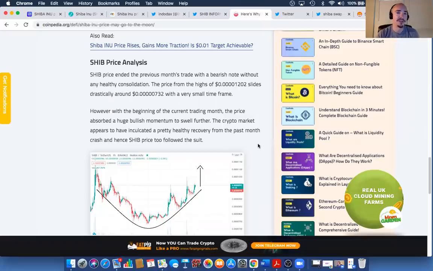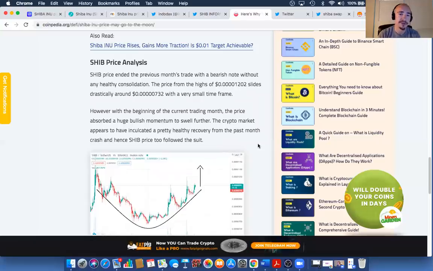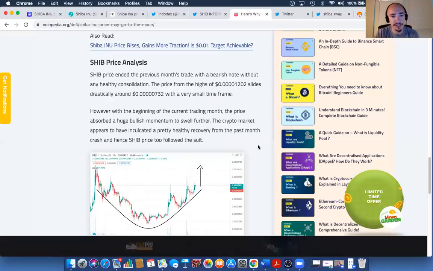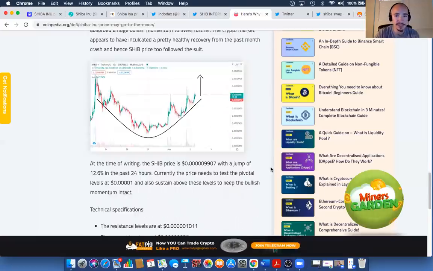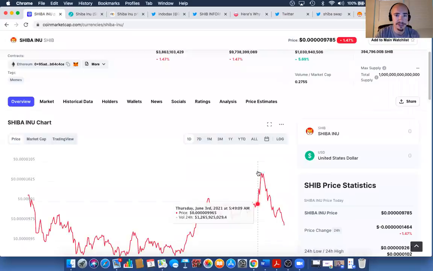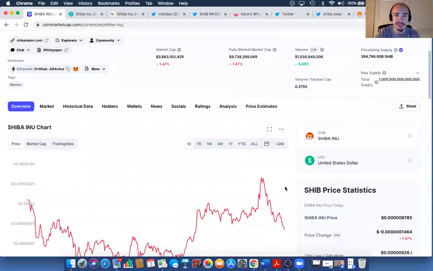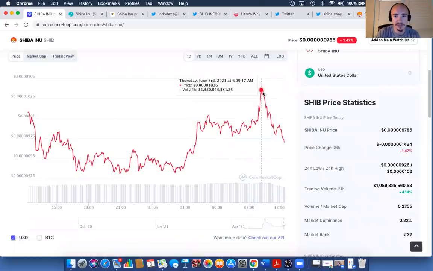So SHIB price ended the month's trade with a bearish note without any healthy consolidation. The price from the highs of 1202 slid drastically to around 0732. Now, that was a very small time frame. A lot of things crashed during that time. This happened at the beginning of the current trading month. The price absorbed a huge bullish momentum to swell further later in the month here in May. The crypto market appears to have had a pretty healthy recovery from the past month. Of course, we saw Bitcoin make that big recovery, Shiba Inu as well. So at the time here, this is right around where it is right now at that 9.9 level. We'll take a look and just see where we are here. 9.7 level right now. So slightly down, but nothing too bearish right now. I mean, this is just coming off of some new all-time 24-hour highs.